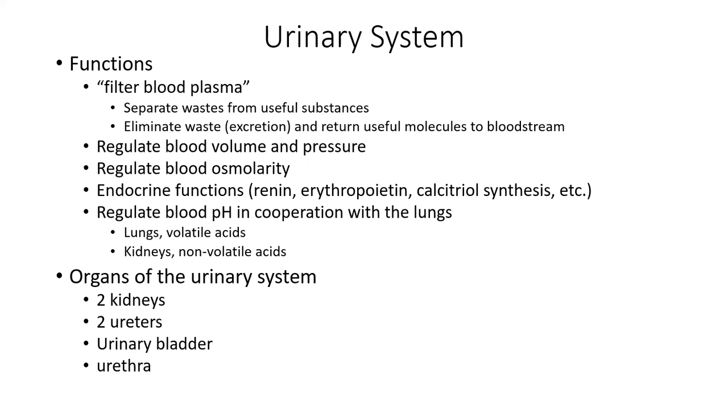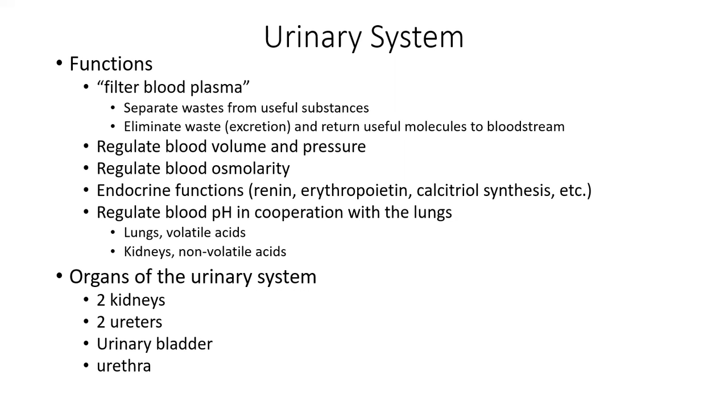It also regulates your blood pH with the lungs by removing bicarbonate. The lungs are the ones going to be removing the volatile acids, which are the ones that can be turned into gases really easy. And the kidneys are the ones that are going to be dealing with the ones that do not turn into gases real easy. So it's a little bit slower of a system, but it still works with the lungs to maintain the pH of your blood.